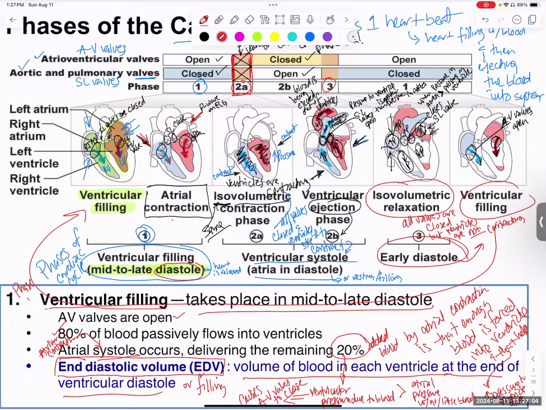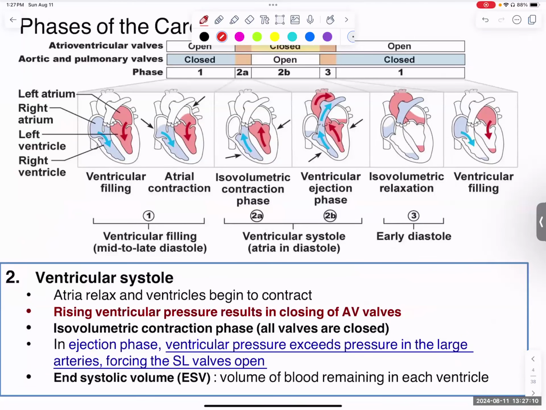Whereas this was saying ventricular filling or diastole, this next slide is talking about ventricular systole. So 2A, 2B. Ventricular systole: atria are relaxing, ventricles are starting to contract. Rising pressure in the ventricles results in the closing of the AV valves.